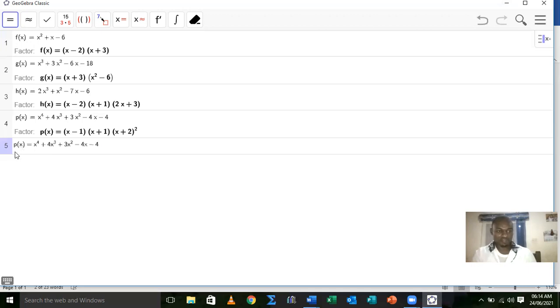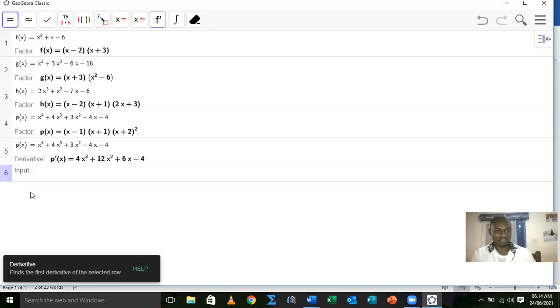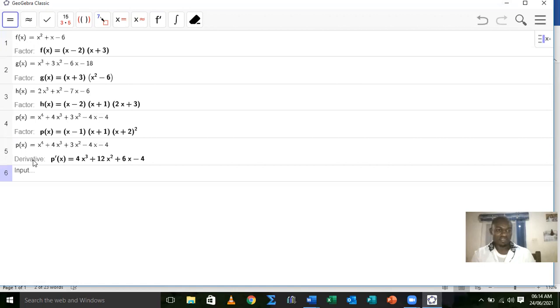How do we get the derivative? After the polynomial has been input, we move to the display options and we take f prime. This f prime means the first derivative. So we click there and the result is the derivative of that quartic polynomial.